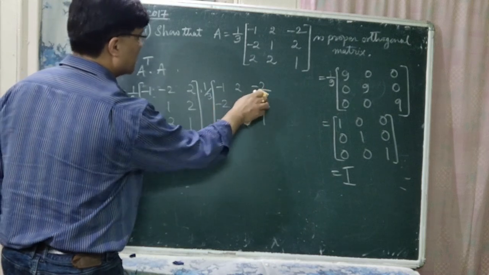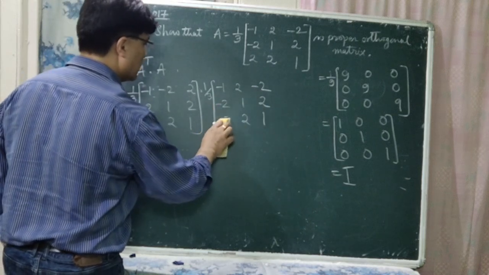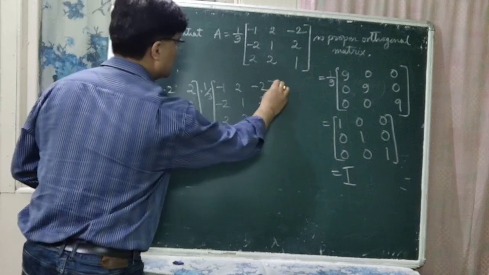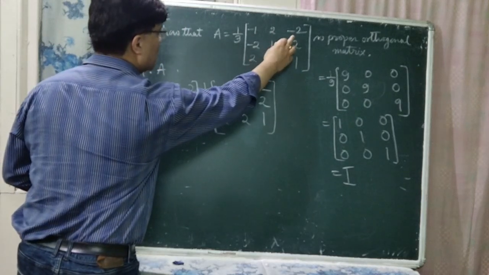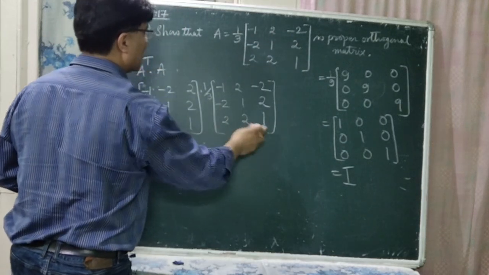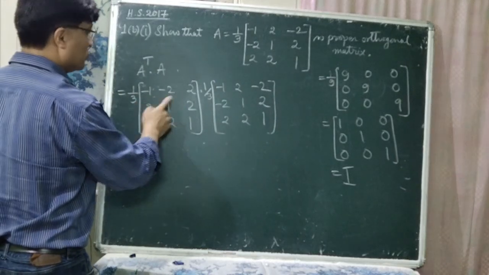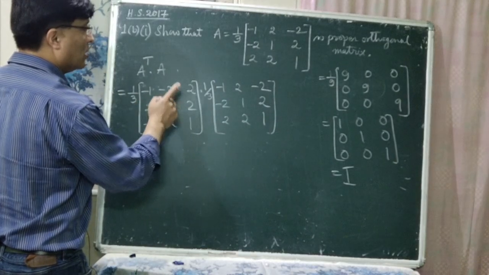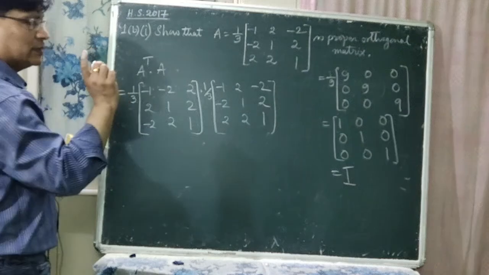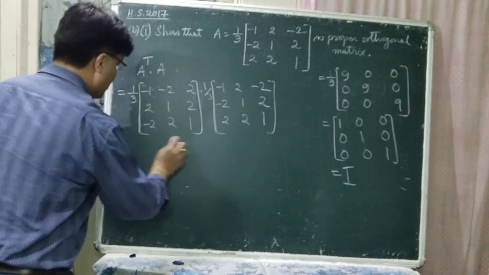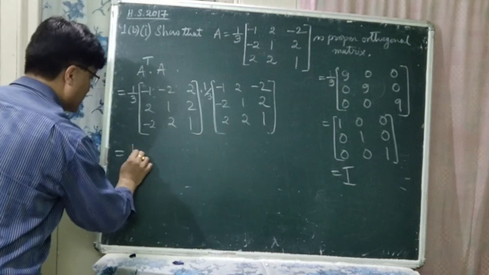This is minus 2, 2, minus 2, minus 2, 1, 2, then it is 2, 2, 1. Is that clear? Minus 1, 2, minus 2, minus 2, 1, 2, then 2, 2, 1. And this is your minus 1, minus 2, 2, 2, 1, 2, 2, 1, 2, and then minus 2, 2, 1, right? Okay. So now multiply this 1/3, 1/3, that is 1 by 9.